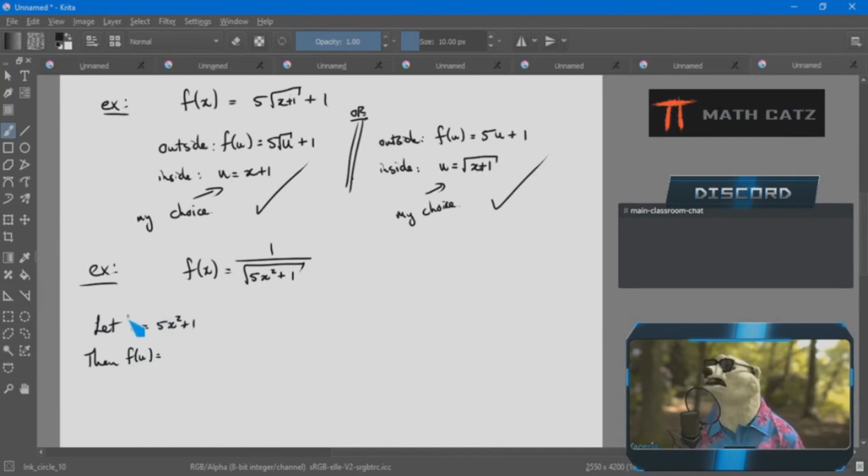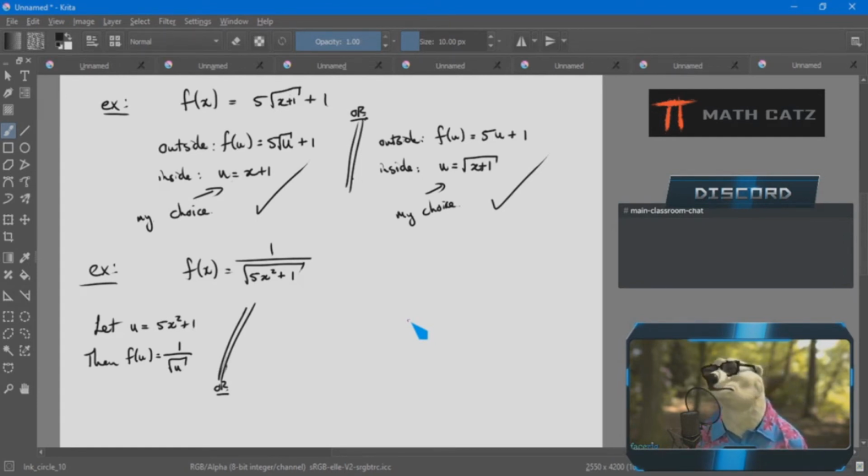Once I've chosen one of them, for example, the inside function, the other one is set. I don't have any flexibility anymore. And the outside function would then be 1 over square root of u. But there are others. I can think of at least 2 others. There are more, but we don't have to get too fancy. There are at least 2 other obvious ones.